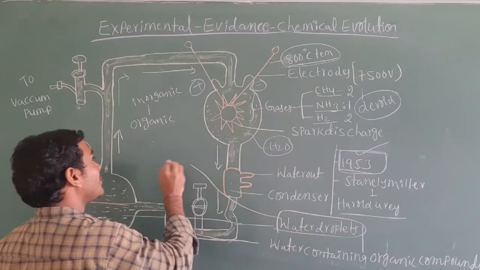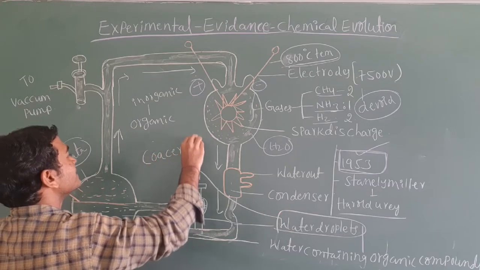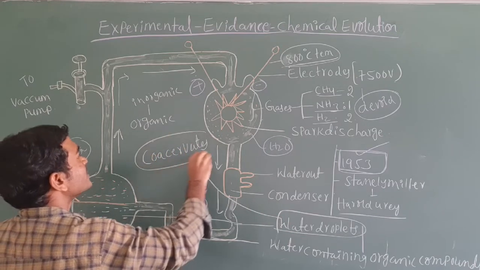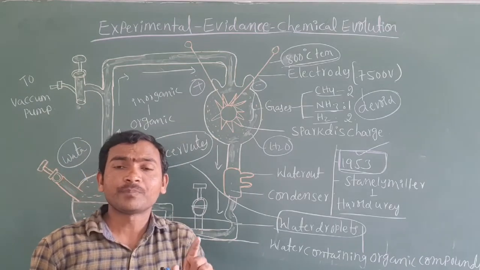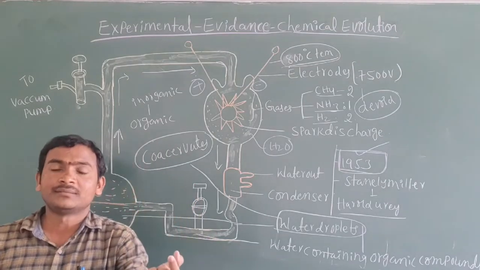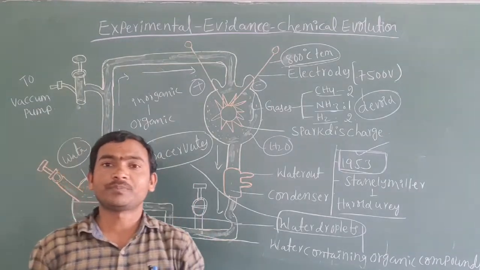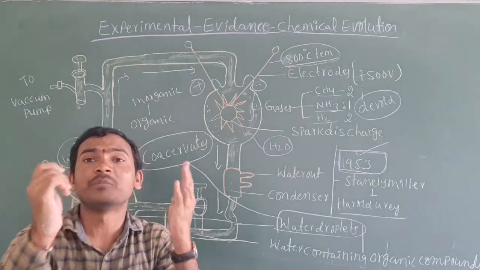The water droplets are called coacervates. The coacervate helps in the formation of the further steps. But what is a coacervate? It doesn't have any type of membrane.